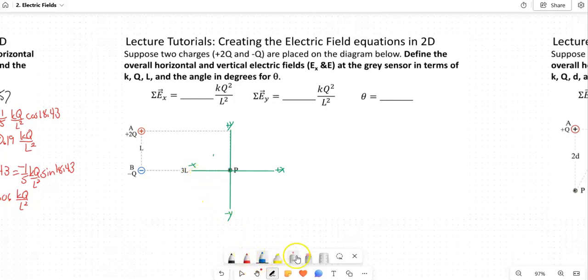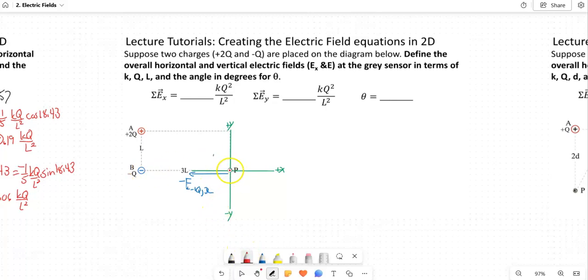You know what? I'm going to move this out of the way and just draw this here. And that's going to be an electric field that's negative. It's a -1Q. And it's distance 3L away. So that's where our sensor is.